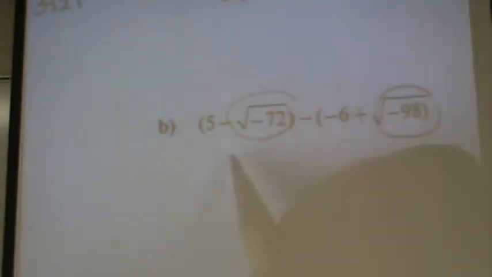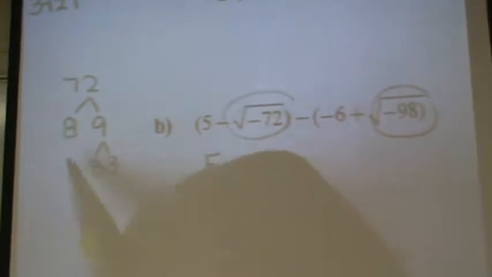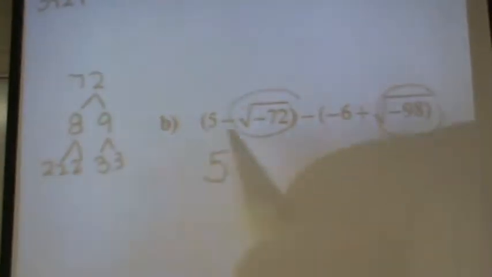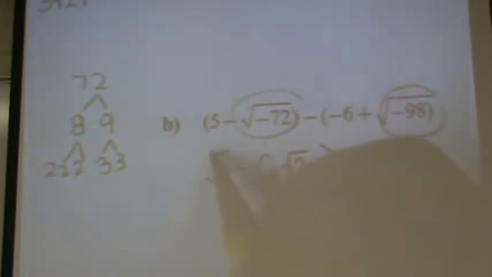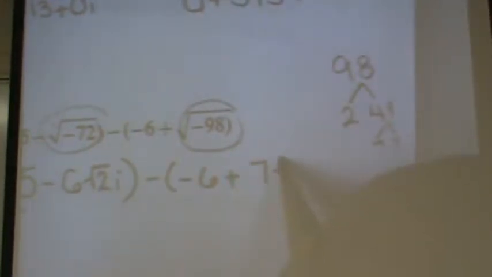So 5 minus root 72. If I were to look at 72, it's 8 times 9, right? And this is 3, 3, 2, 2, 2. So yes, Trevor, you're right. It's 6 root 2 i. And we're going to subtract negative 6 plus, now what do you do with 98? 2 goes into 98 what? 49, and then 7 times 7. So this is going to be 7 root 2 i.